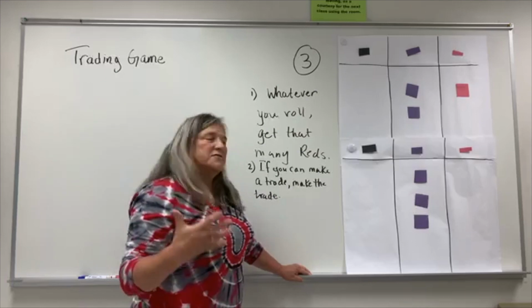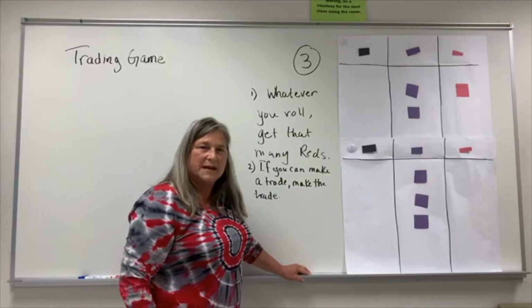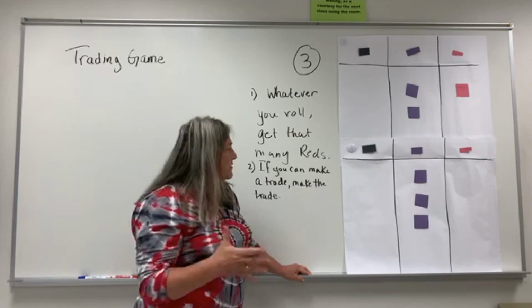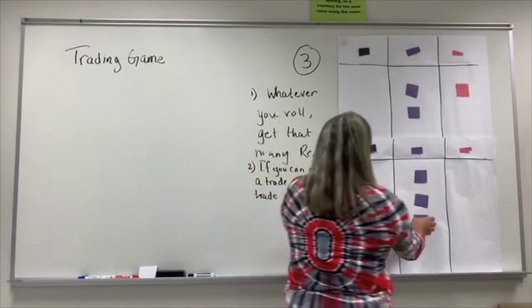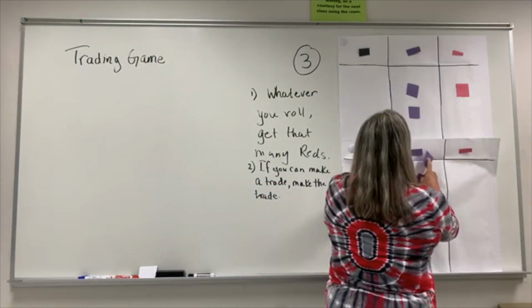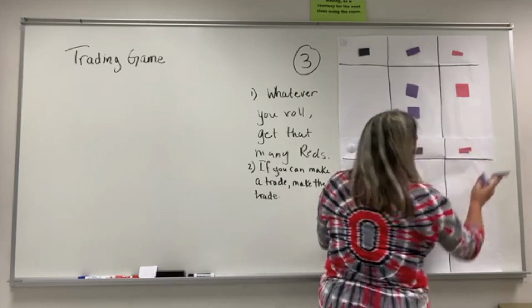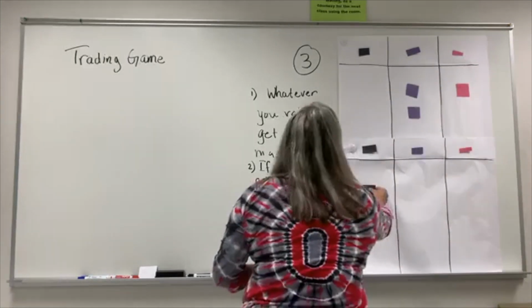And so you can talk to your students about, like, what do you think 3 purples would be? Instead of just giving them straight out rules all the time, let's just talk about what would make sense, what's fair. And so we have 3 purples here. I'm going to trade them in for a black.